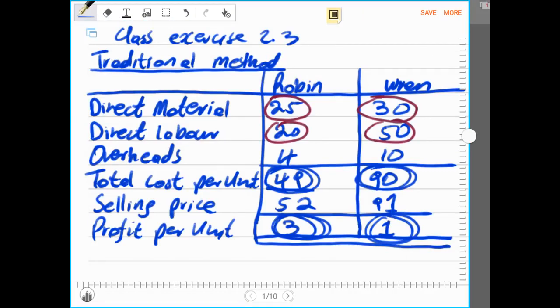Please go and check the comments. The comments are there, with the comparison of the profit, the difference in the selling price, the difference in profits and the difference in the total cost.